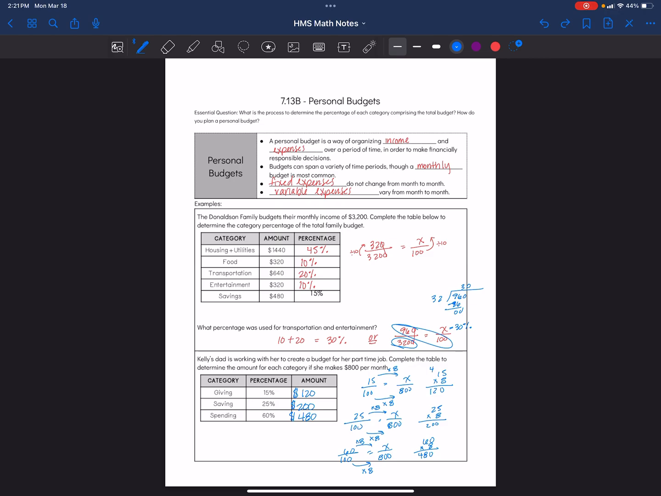Setting up a proportion, cross multiplying, dividing. You've got it. It's easy. You've done this before. You just have to remember everything we've taught you this year.